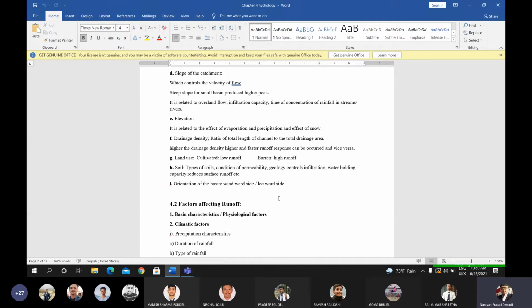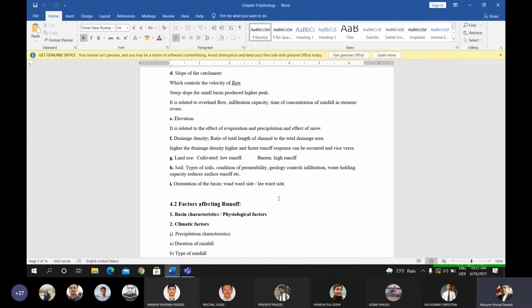If the basin is situated at the leeward side of the area, that is, the backward direction of the flow of the wind, in that case the chance of having rainfall will be low. For the leeward side, the chance of having rainfall will be low. So such a catchment does not get a sufficient amount of water, that is runoff water. So the runoff will be less for the catchment that is situated at the leeward side.